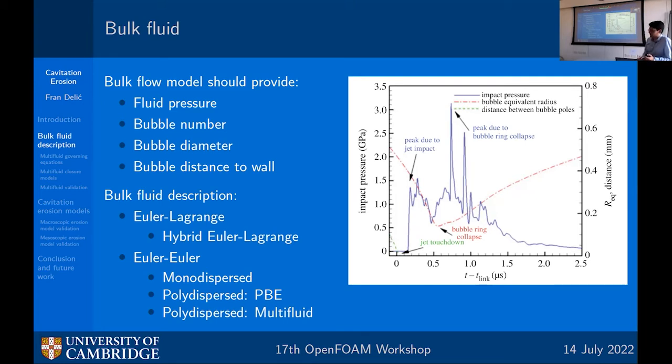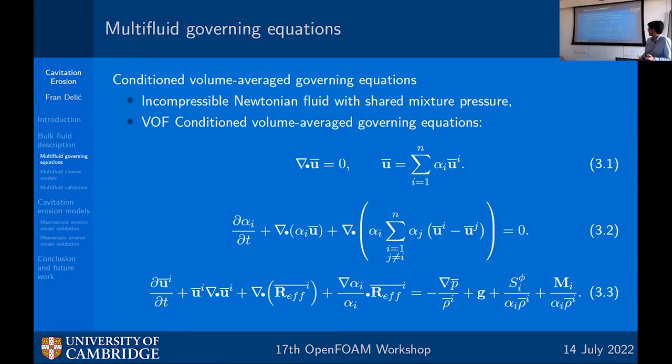Most models dealing with cavitation erosion use a monodisperse description. However, a polydisperse description is something that we're looking into just to be able to provide a more accurate description of the actual bubble diameter. Again, two options are present here, a population balance equation or a, let's say, subset of the population balance equation called the method of classes or the multi-fluid description, in which the continuous and an arbitrary number of bubble phases form the bulk fluid.